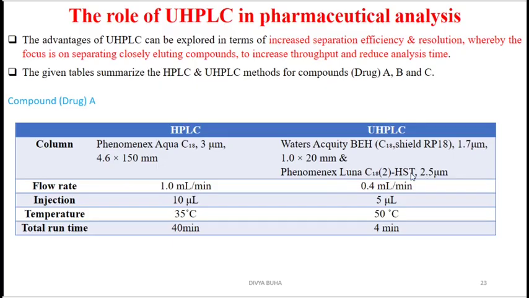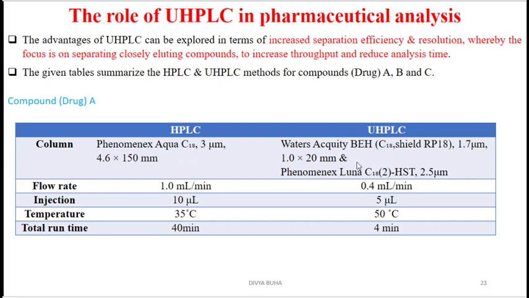So the Phenomenex Luna C18 2 HST column is being used. Over here HST means high speed technology. So again it is a C18 column. It is a reverse phase column where the stationary phase would be non-polar, and the molecules would have a long chain of carbon atoms where the number of carbon atoms would be 18, bonded to the silica particles. And over here the size of the particles of the stationary phase is 2.5 micrometer. So it is anyway lesser than the particle size of the stationary phase which is used in HPLC columns, right?